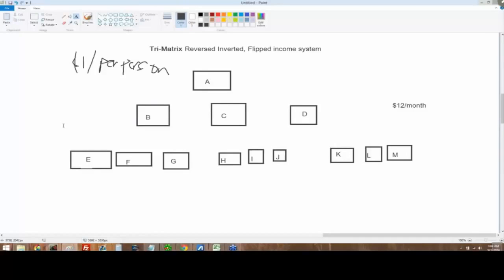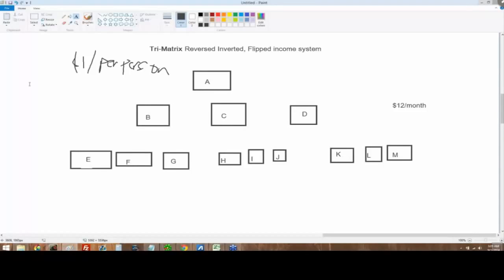Fine, A made a bunch of money, but what about all these guys at the bottom? What about these nine people? They're not going to make anything, right? That's the problem that we're trying to address, because the people at the bottom in any company always are going to not make any money, because that's just how all the systems are set up, okay?